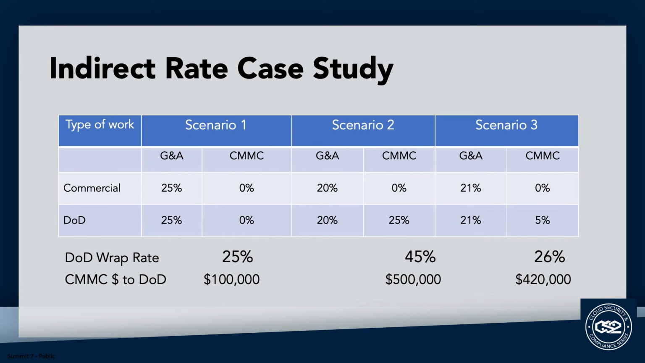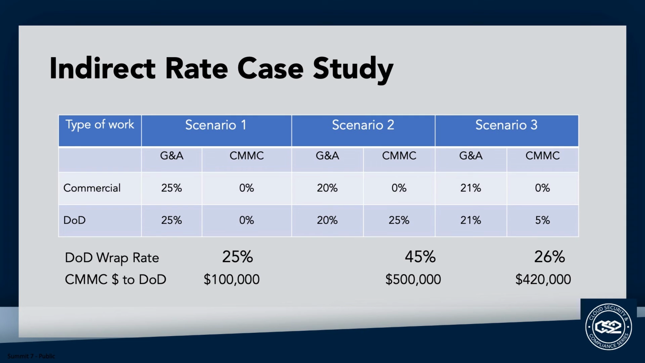So quickly here, we can see a summary, and really what we're going to focus on is the DoD wrap rate. That is just your overall rate. And this is for our DoD work. Under these three scenarios, under scenario one, we have a DoD wrap rate of 25%, just our G&A. Scenario two, a wrap rate of 45%. It's getting the full G&A and the service center allocation. And under scenario three, 26%.